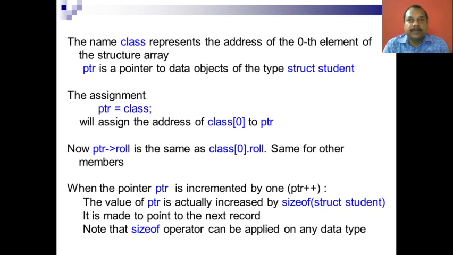And next element means how much advancement will happen. It is the struct student type. So you can get that by using the sizeof operator, within sizeof, struct student, the data type you mentioned, similar to what I have discussed previously. It is made to point to the next record. Note that the sizeof operator can be applied on any data type.